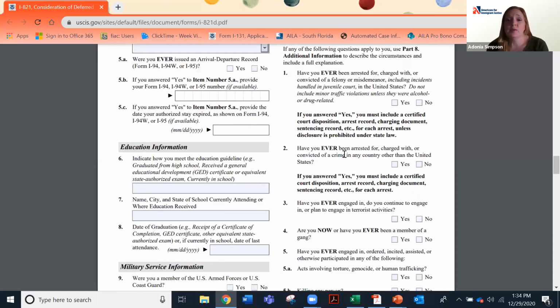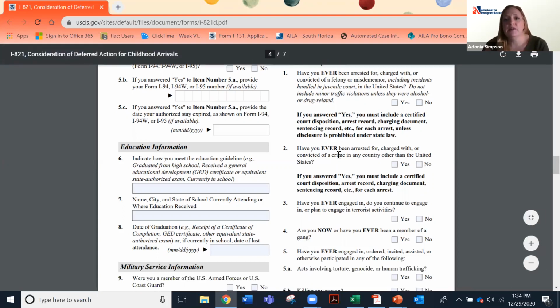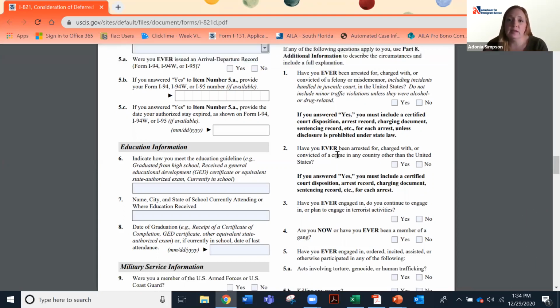So question two is about any arrest, charge, or conviction outside of the United States. Indicate whether this applies or not. If for any reason you answer either of these questions in the affirmative, you do need to get certified court dispositions and the charging documents. And again, this can be quite a process and there may be no issue at all, but it's always better to be safe than sorry and speak to an attorney to make sure there's no issues.